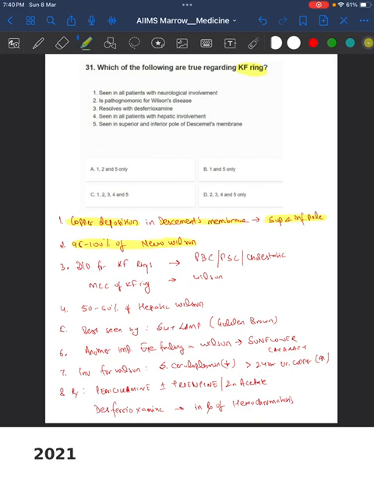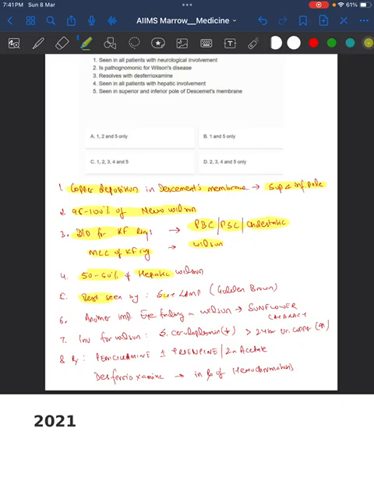But KF rings are not pathognomonic for Wilson's. The differential diagnoses are PBC, primary biliary cirrhosis, PSC, primary sclerosing cholangitis, or any cholestatic condition. But still the most common cause of KF ring is Wilson's disease. In hepatic Wilson's, only 50%, only half of the patients will have this KF ring. Best seen by the slit lamp. The color will be golden brown. Another important finding in Wilson's is sunflower cataract. Next, the best investigation of serum for Wilson's is serum ceruloplasmin, which is decreased.